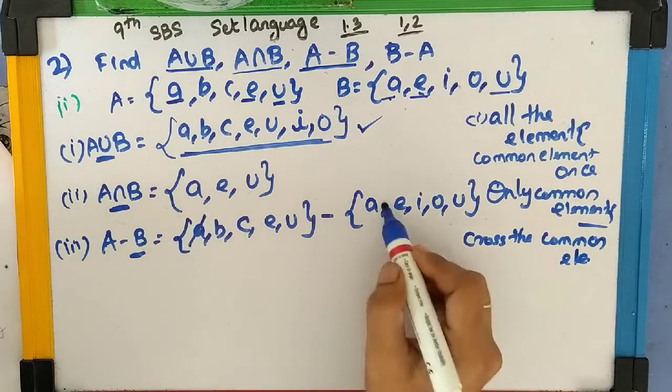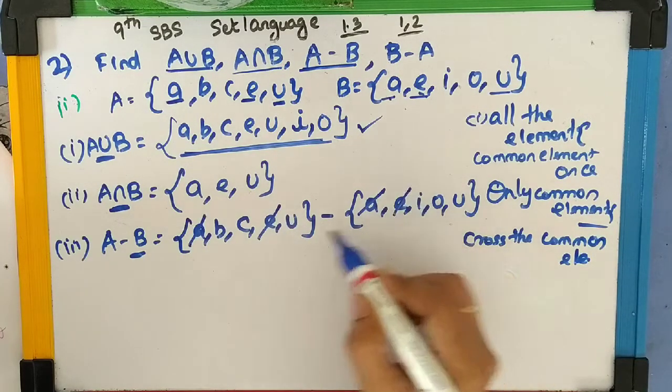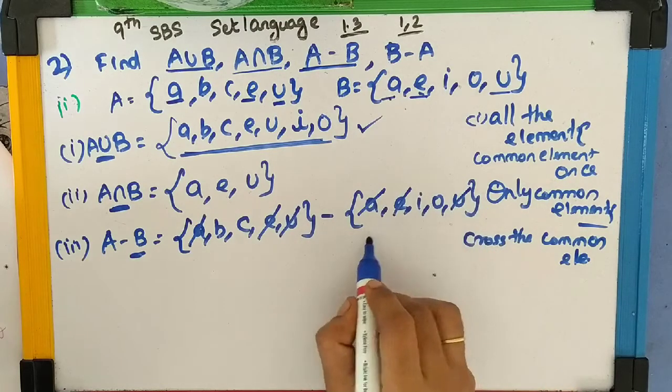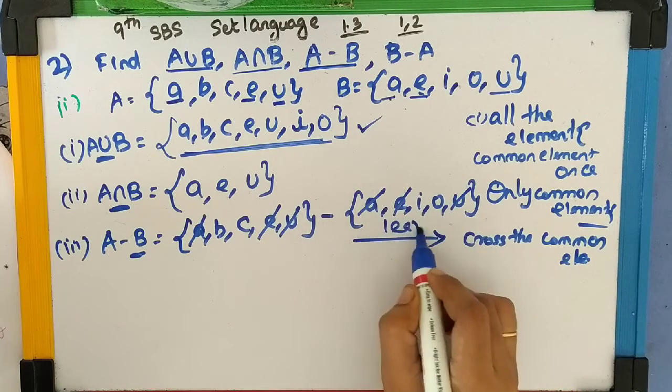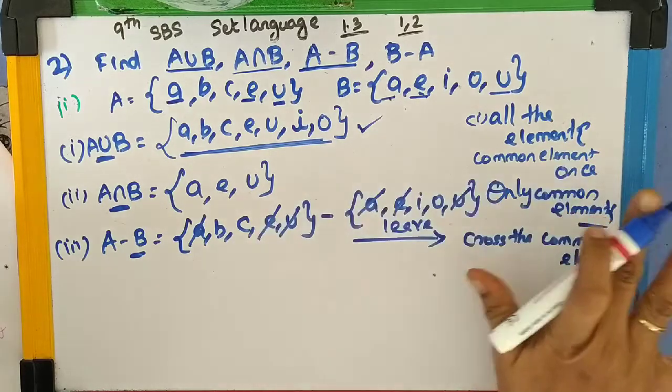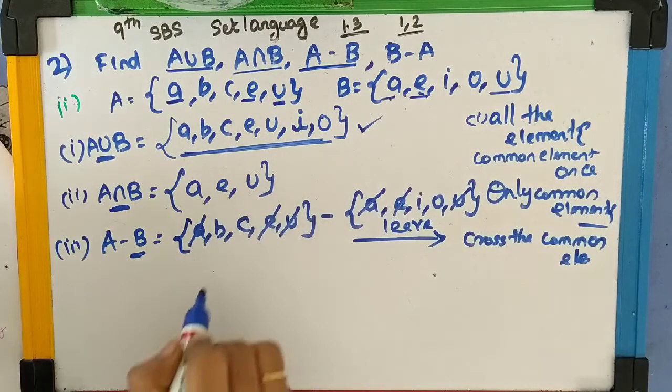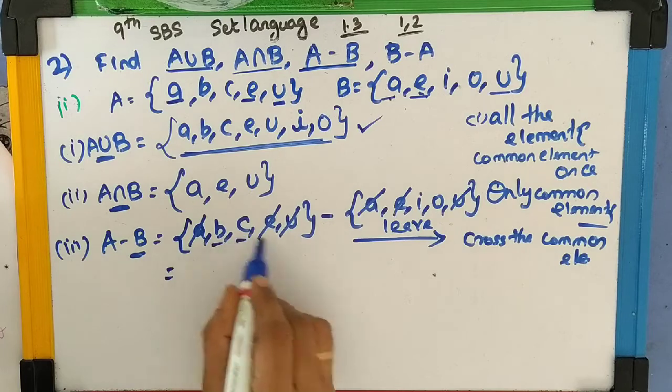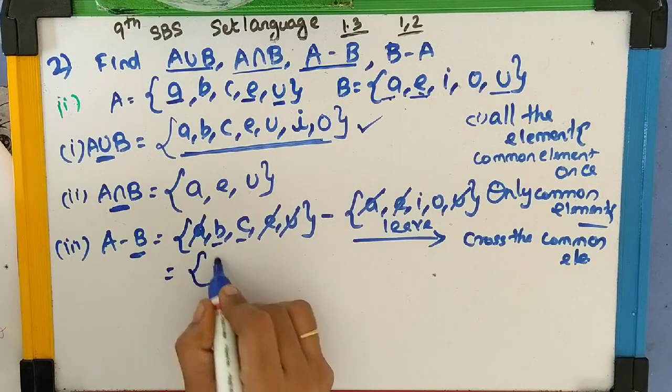So cross the common elements. A, E and U are common. Leave the second set completely. And what are the remaining elements in the first set? B and C. So that is A difference B. Okay. Clear?